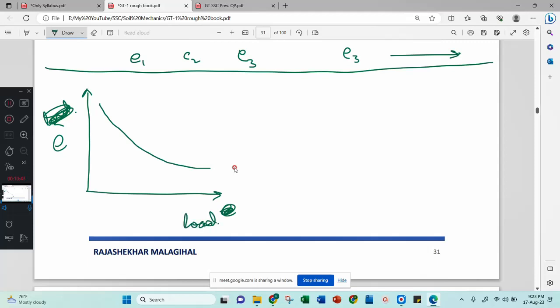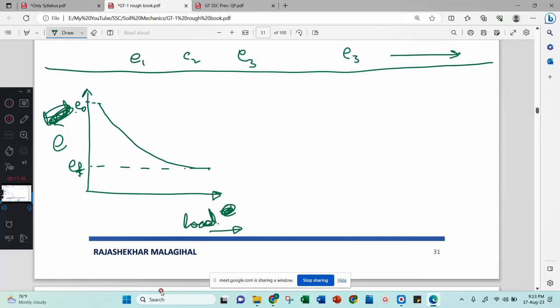Load is in our hand. Void ratio is not in our hand. Therefore, the void ratio is the dependent variable and the load is the independent variable. Therefore, this will be decreasing. As you increase the load, the void ratio decreases. Let us consider this is your maximum decrease and this is your initial void ratio e naught. And this is e t, the void ratio at any time, or e f, the final void ratio.